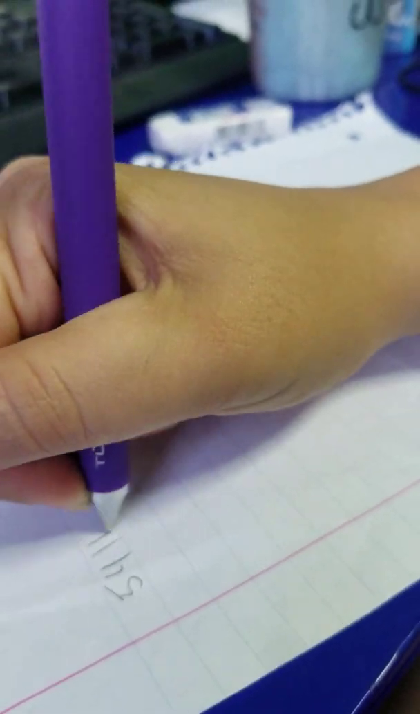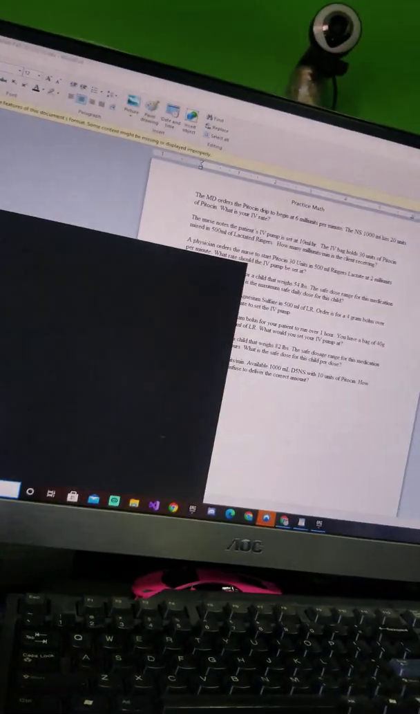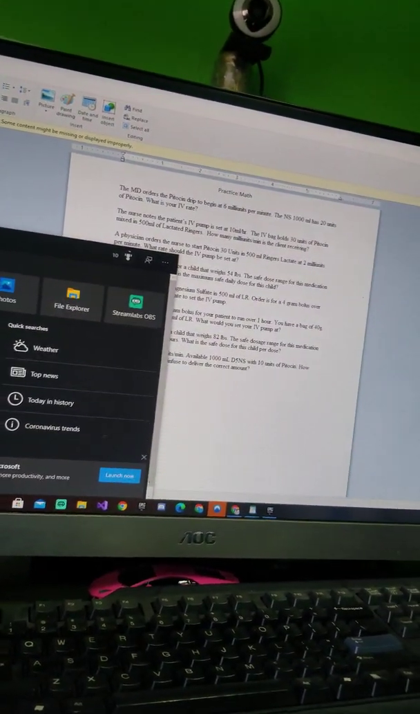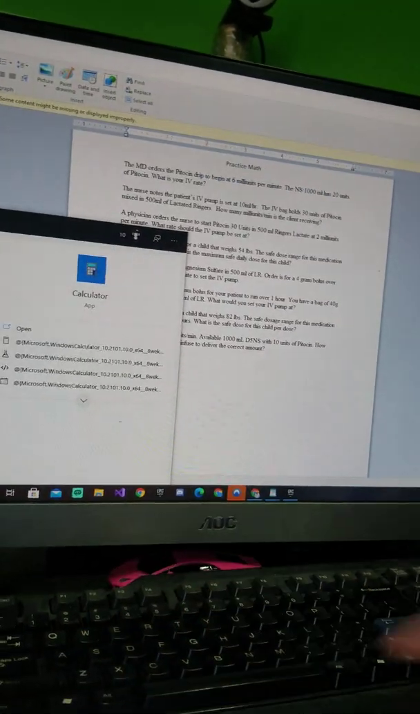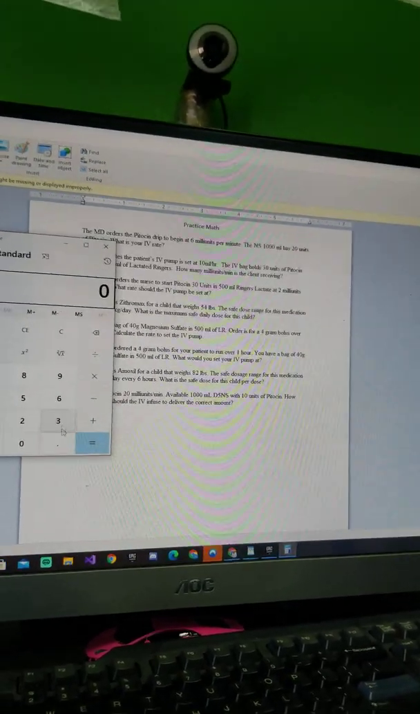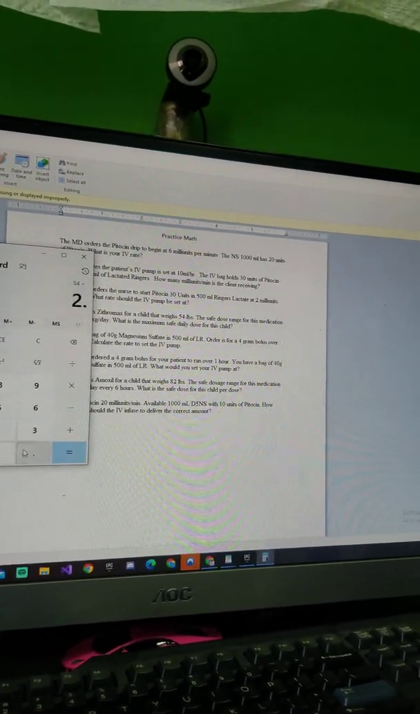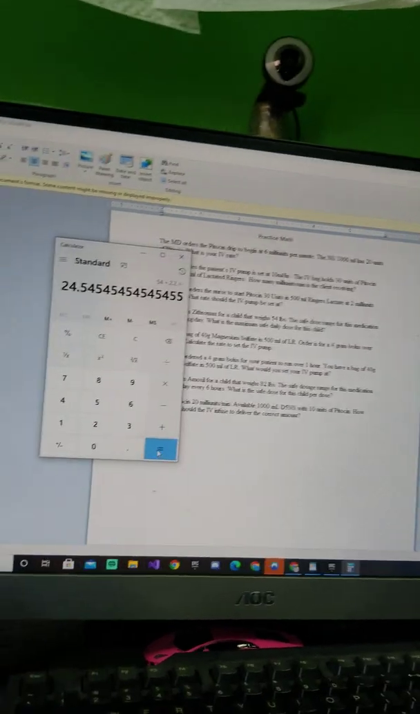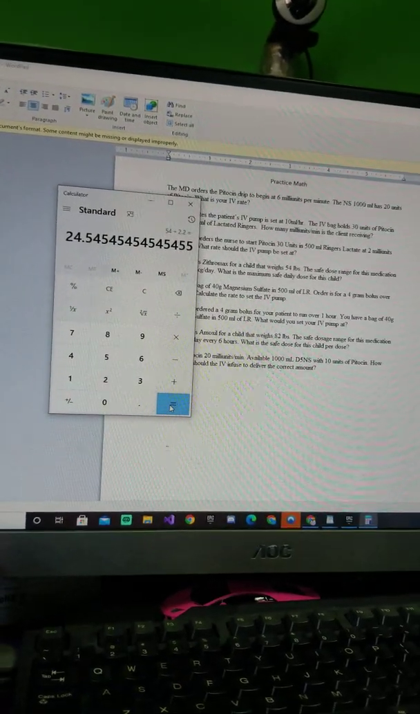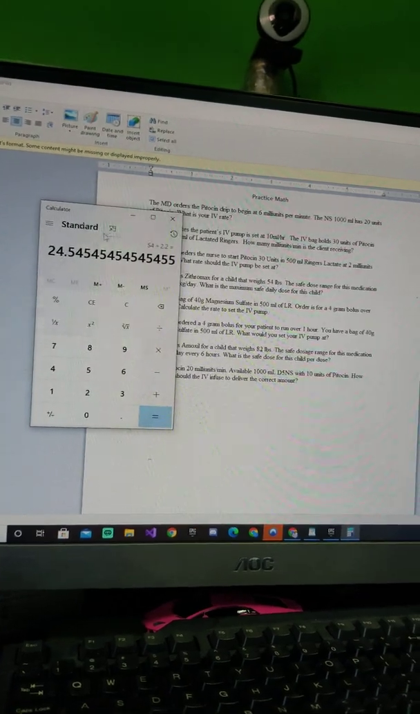So 54 pounds divided by the 2.2, let me get a calculator up, because I thought I brought mine, but I did not. By the way, we have the same calculator. I spotted yours earlier. So that's going to be 24.54, blah, blah, blah. I'm not going to exit out of this. I'm going to leave this.